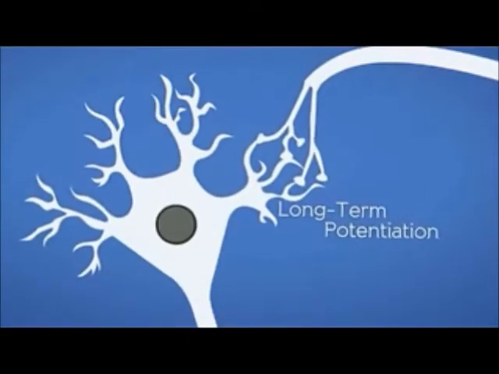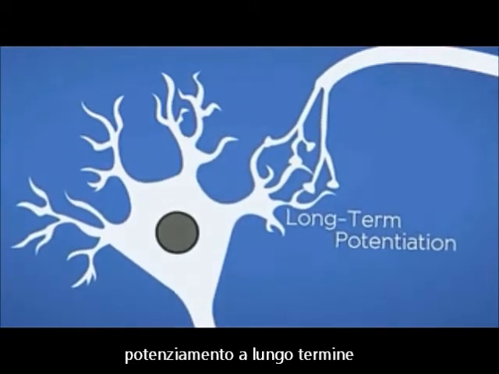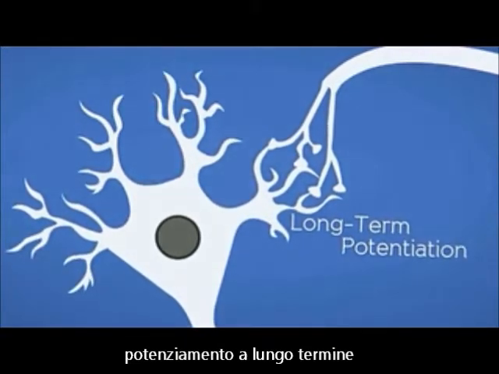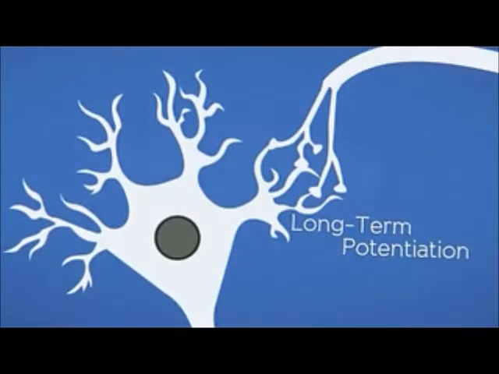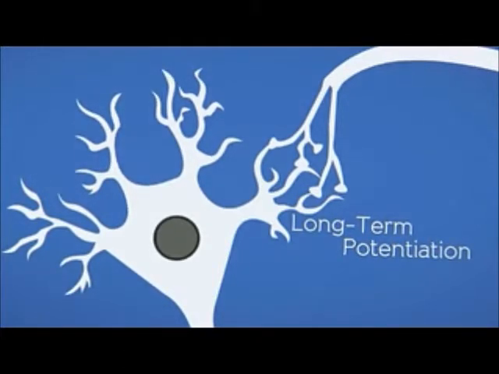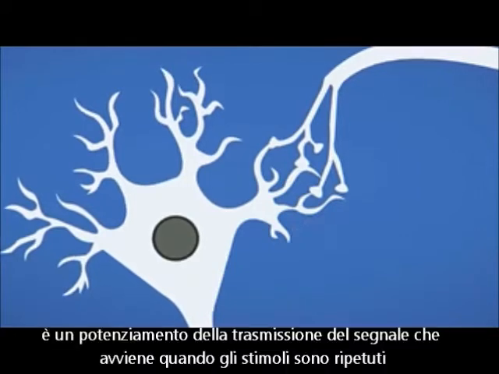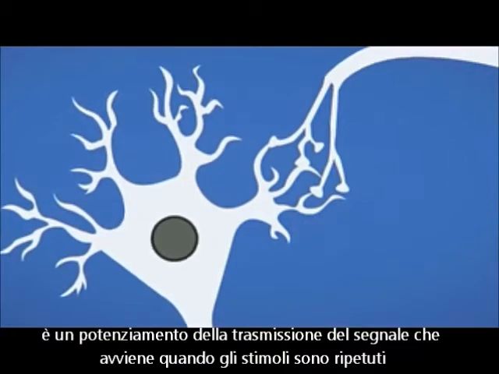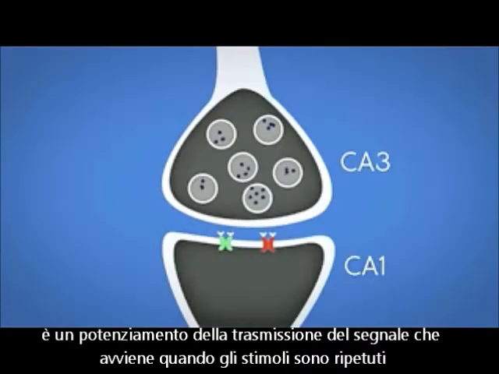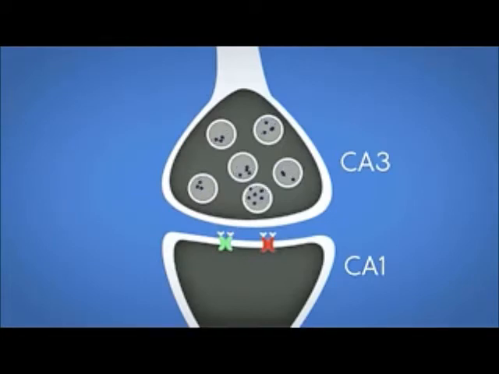A process referred to as long-term potentiation, LTP, is thought to be the cellular and molecular underpinnings of memory. LTP is a long-lasting enhancement in signal transmission between two neurons after repeated stimulation. A closer look at the CA3-CA1 synapse reveals various structures that are involved in LTP.